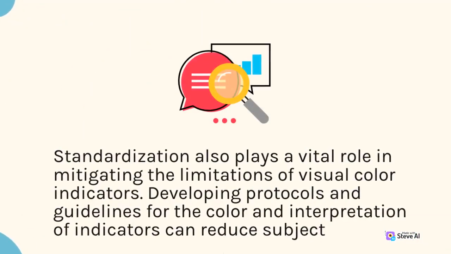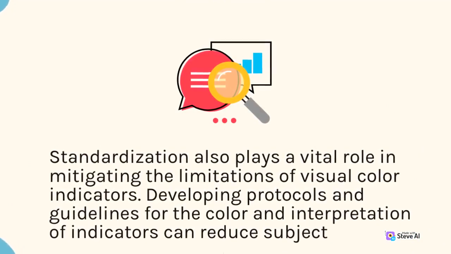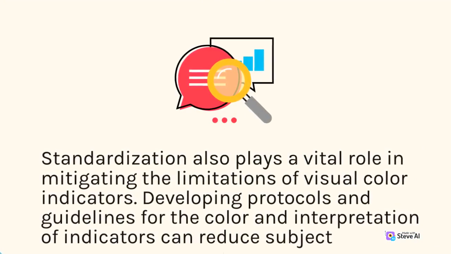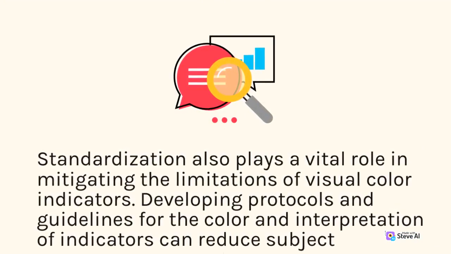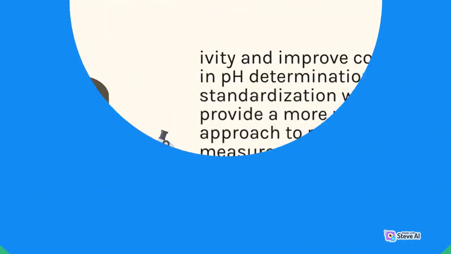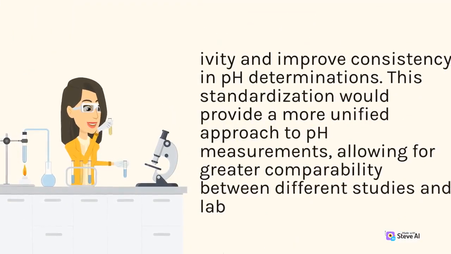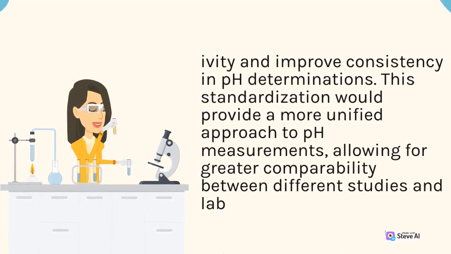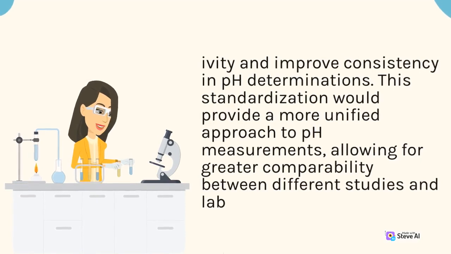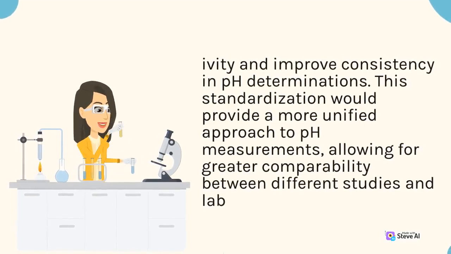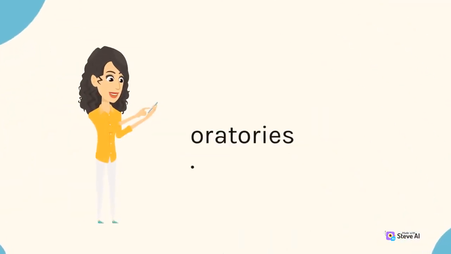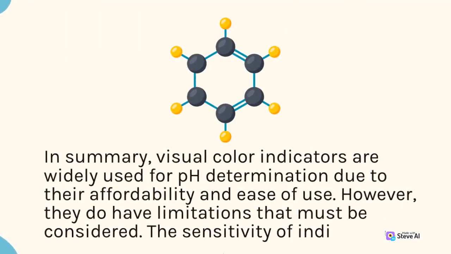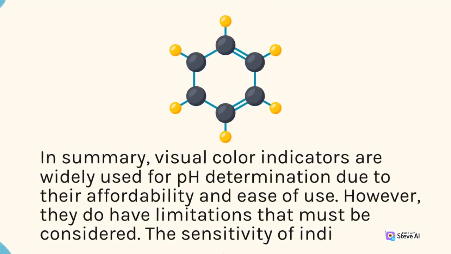Standardization also plays a vital role in mitigating the limitations of visual color indicators. Developing protocols and guidelines for the color and interpretation of indicators can reduce subjectivity and improve consistency in pH determinations. This standardization would provide a more unified approach to pH measurements, allowing for greater comparability between different studies and laboratories.